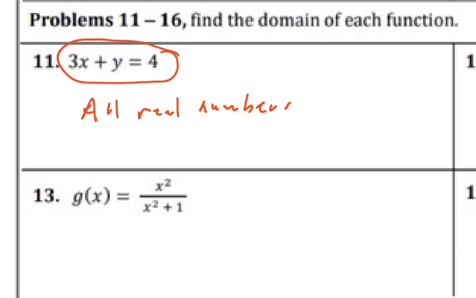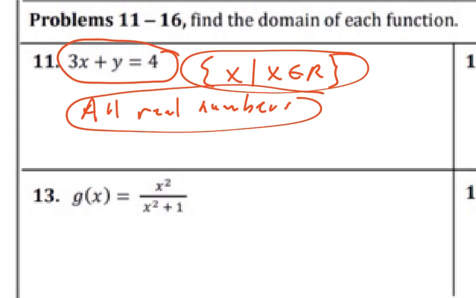Now, what I don't know for sure is how your teacher is going to have you write it. Can you just say all real numbers, or do you have to use set notation? Like you could say the set of x such that x is an element of all real numbers. That's set builder notation. So this is something you just need to talk to your teacher about.